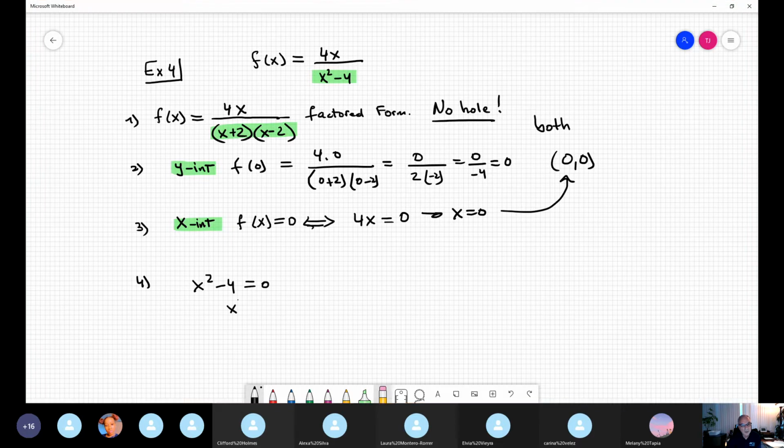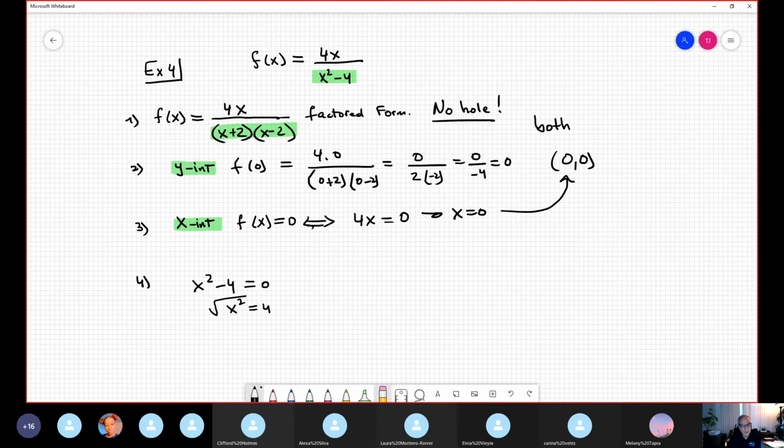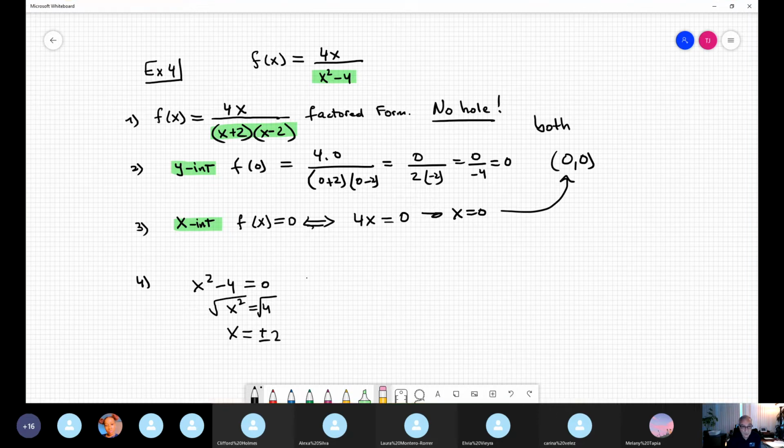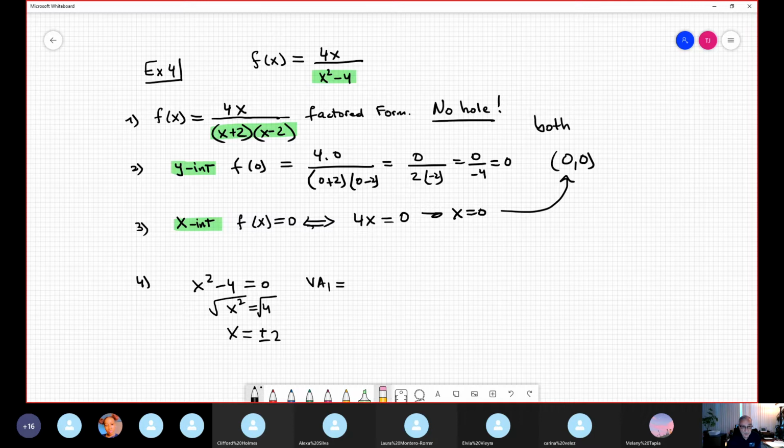This quadratic equation is x squared equals 4. Apply the square root to both sides, exactly as we did in chapter 1: x equals plus or minus 2. So now we have (2, 0)? No, it's not a point, it's the vertical asymptote. We have two vertical asymptotes, plus or minus 2. Vertical asymptote number 1 is x equals 2, and vertical asymptote number 2 is x equals minus 2.